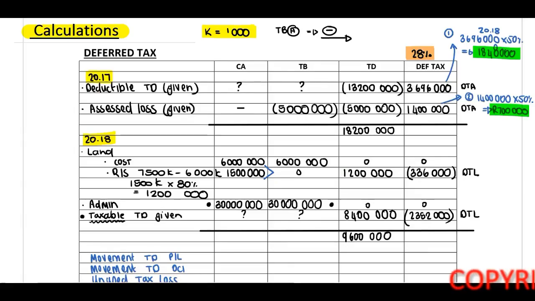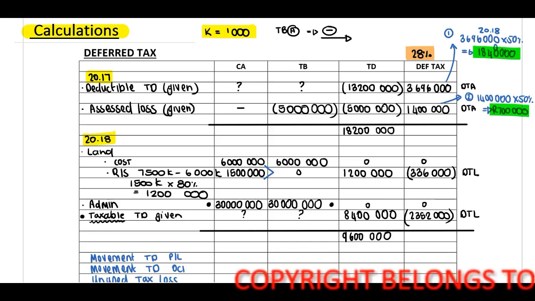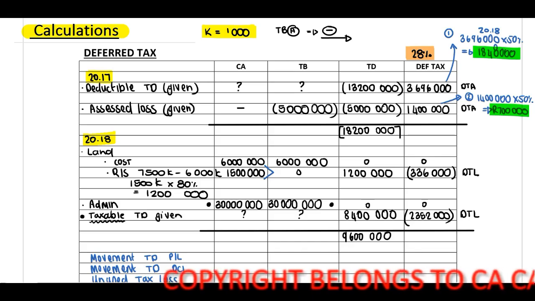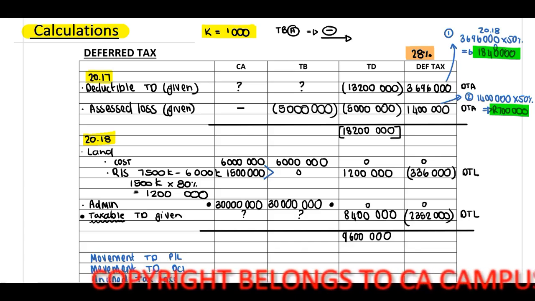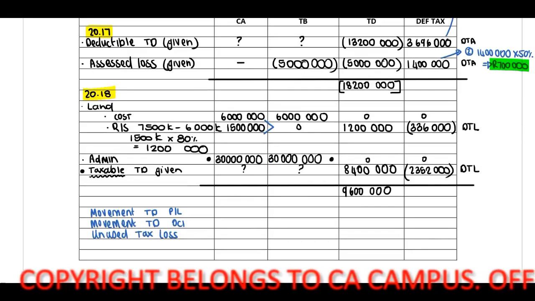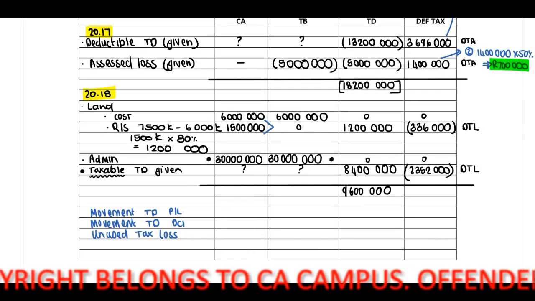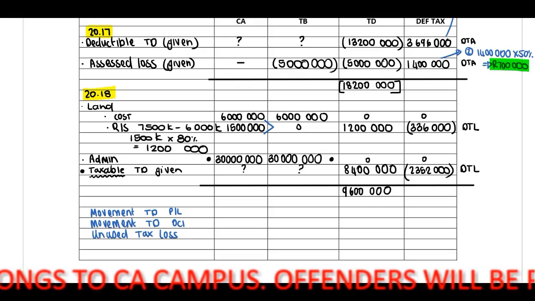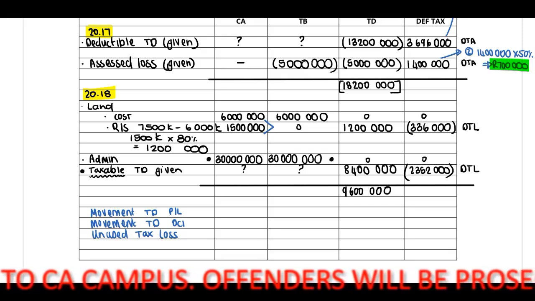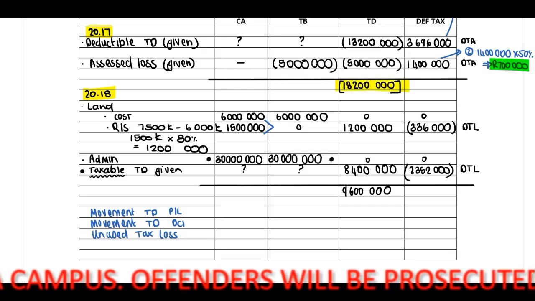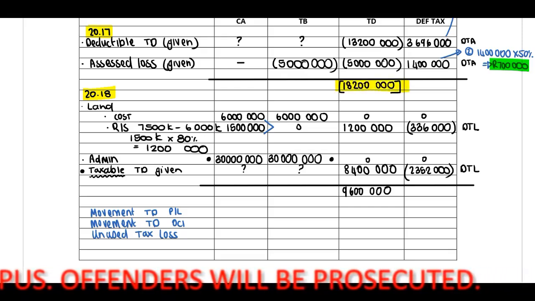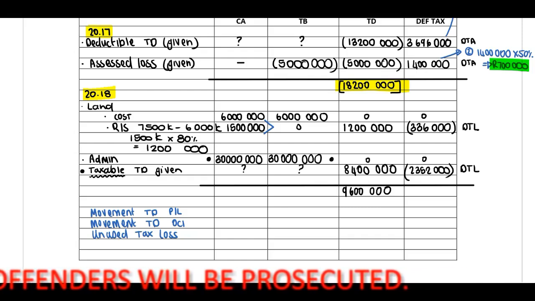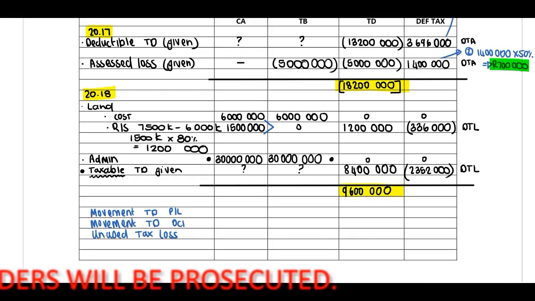When you look at our deferred tax calculation, I've already included our total temporary difference in terms of 20.17 and 20.18. Now, with any deferred tax calculation, it is extremely important that you are able to identify the movement of your temporary difference. When we look at the movement of our temporary difference, what do I mean with this? The movement of our temporary difference from 20.17 is 8.2 million, which is a deductible temporary difference, to a taxable temporary difference of 9.6 million.